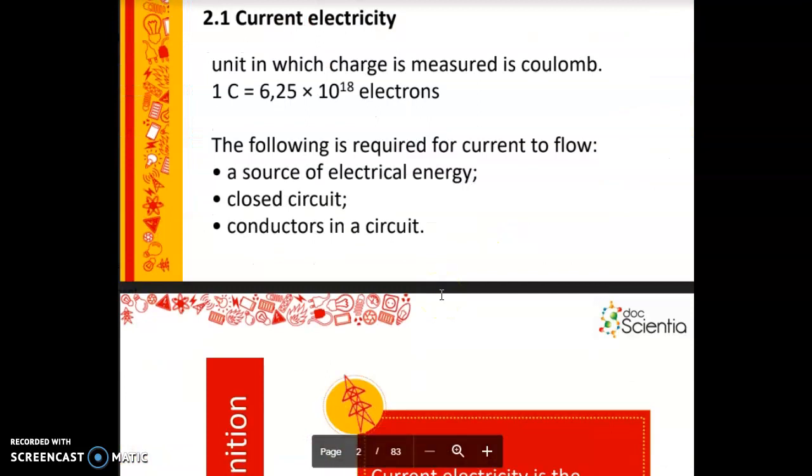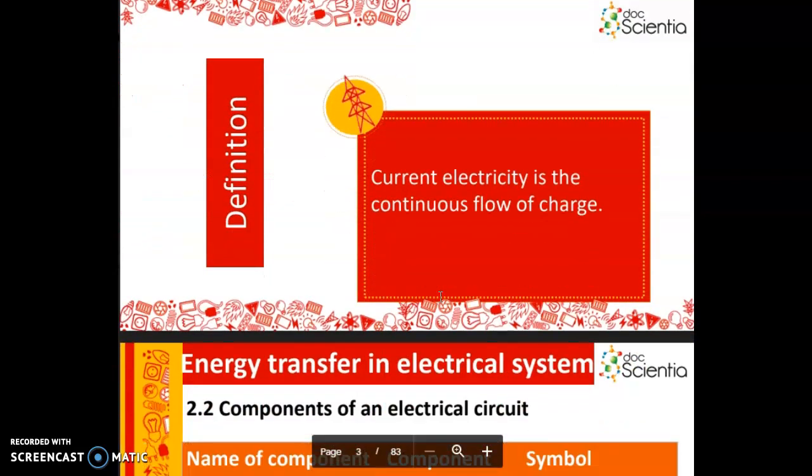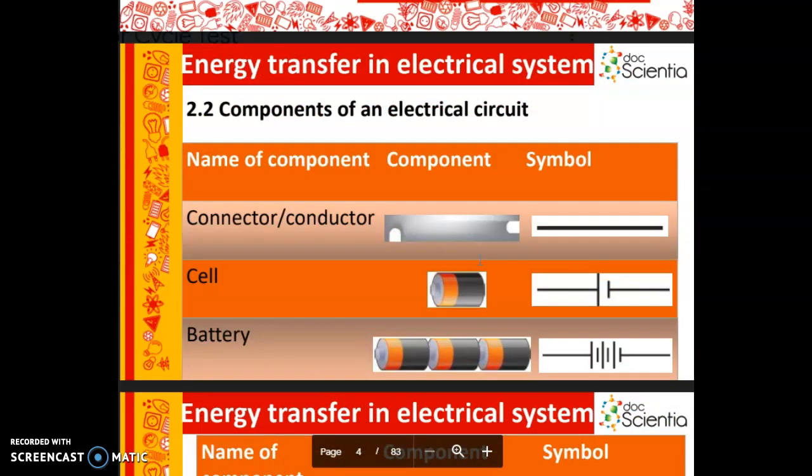The following is required for a current to flow: a source of electrical energy, a closed circuit, and conductors in a circuit. So conductors are basically just the lines. So the definition of current electricity is the continuous flow of charge. So current electricity is the continuous flow of charge.